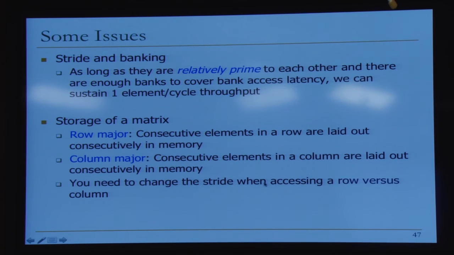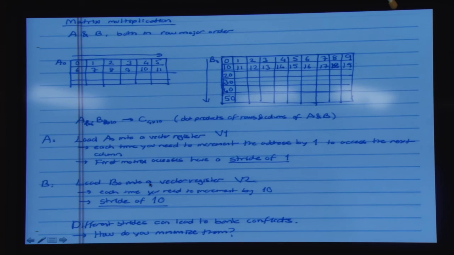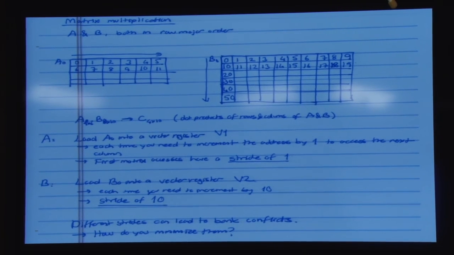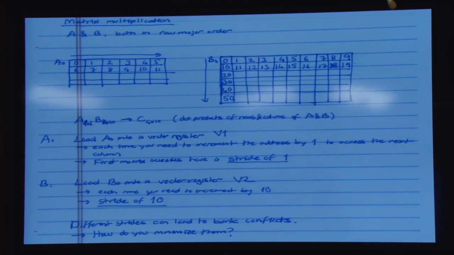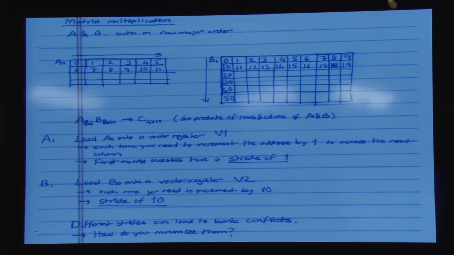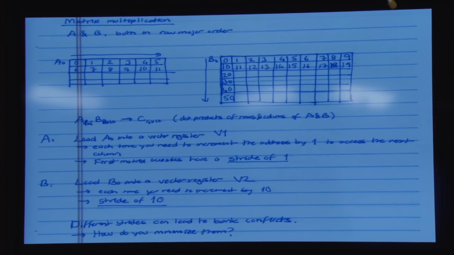And if you want to access a row versus a column, let's say you're accessing rows, and then you're accessing the columns, you need to change the stride. That's what this boils down to. And this is the handwritten example that I have over here, which is very similar to what we had discussed earlier in this lecture. And why do you need to do this? Let's say you're multiplying two matrices, right? A and B, and both of them are in row major.